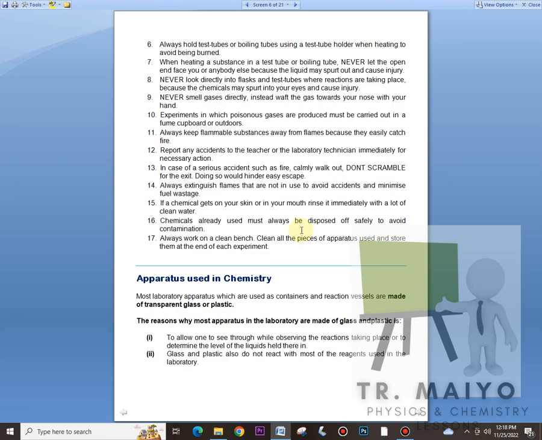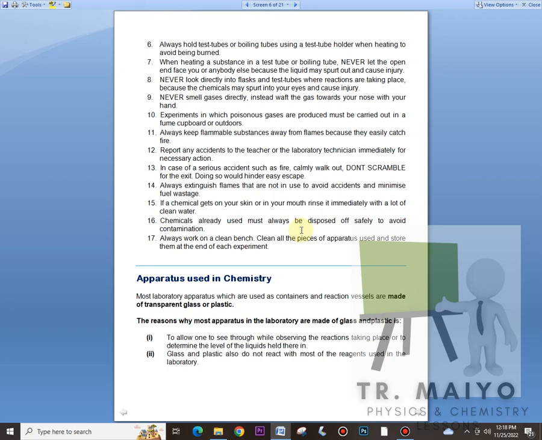There are very many rules. Maybe Mr. Choka, I will go through all of them one by one until number 17. Always hold test tubes or boiling tubes using a test tube holder when heating to avoid being burned. Hiyo hata siambiangi mtu, hiyo ni kutumia akili. Ukishika test tube na mkono itakuchoma tu, hiyo siambiangi mtu.